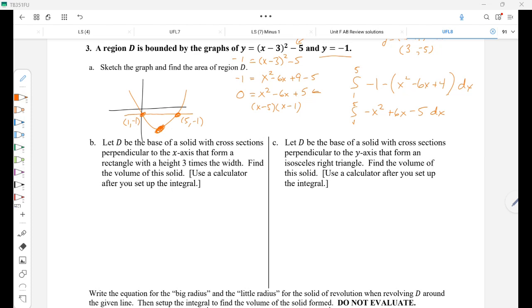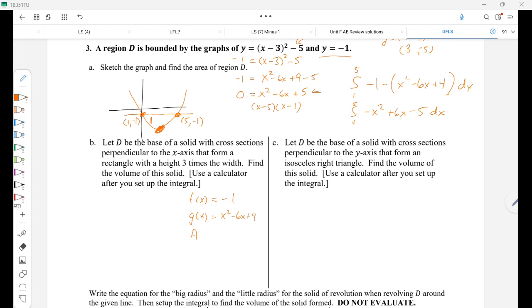We have a rectangle that is 3 times the width, and we've got to find the volume of this solid. Like everything else, when I change it from a square to a rectangle, it just changes the coefficient. So we are going perpendicular to the x-axis, so that means we are looking straight up and down. We have the same two functions. In this case, and this is how I did it on my review, I labeled the upper function f of x. In this case, the upper function is -1. I made the lower function g of x, and that's going to be the other one, so x squared minus 6x plus 4.